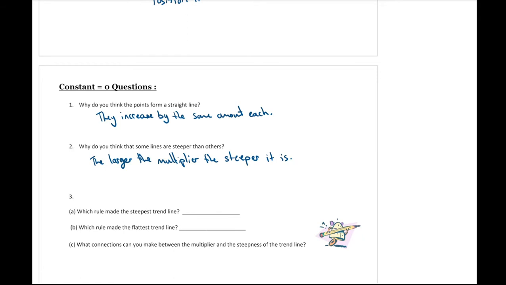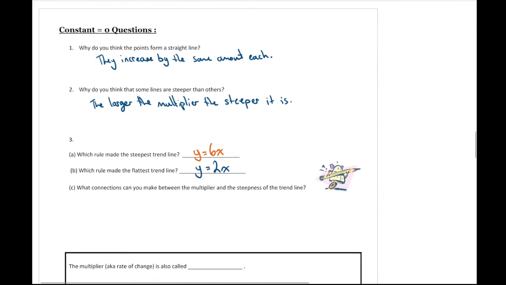So which rule made the steepest trend line? Well, in this case, it was y equals 6x, or our orange one. And which one had the flattest or shallowest line? That'd be y equals 2x. So what connections can you make between the multiplier and the steepness of the trend line? The steeper the line, the larger the multiplier. So pretty much reiterating what we talked about in number 2.